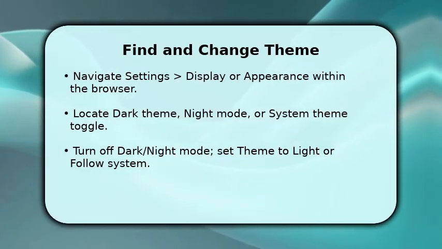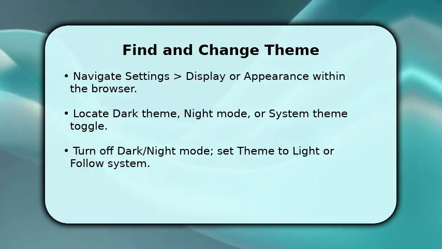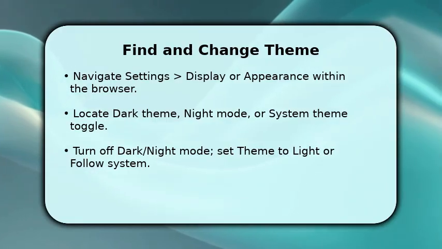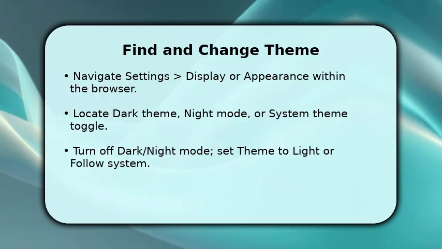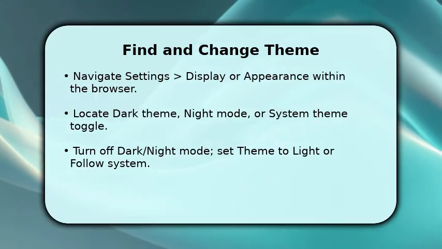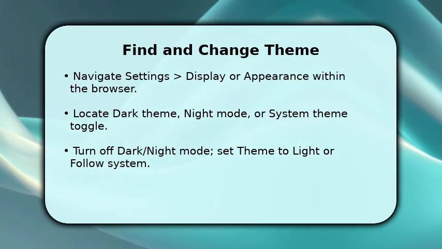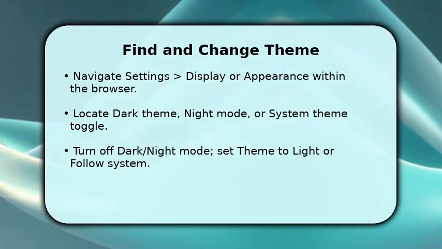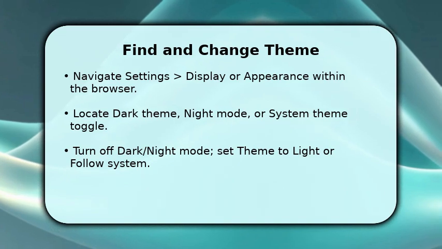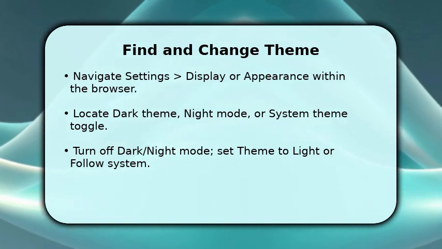Scroll to find Dark Theme, Night Mode, or a System Theme toggle. Some versions label it Theme or Color Mode. Tap the toggle to switch off Dark Mode, or explicitly select Light Theme to force a bright interface. Make sure any Follow System option is disabled if your phone is in dark mode. Doing this ensures the browser stays in light mode independently.